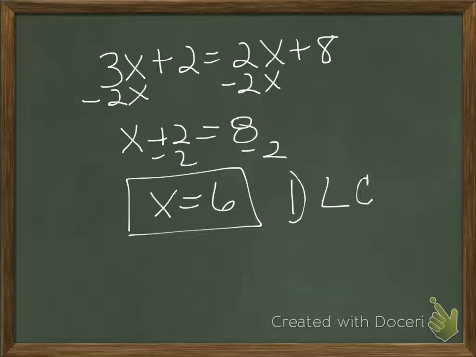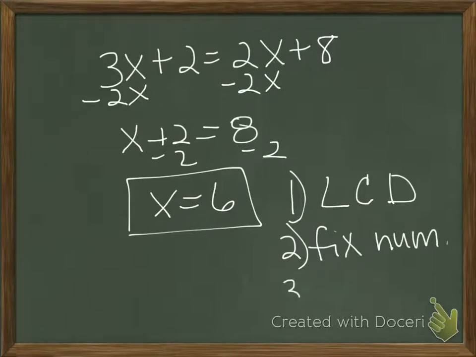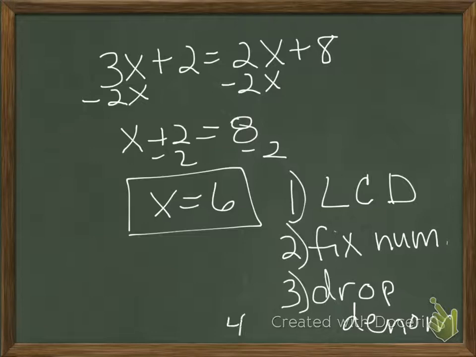Alright, so your steps were find the least common denominator first, fix your numerators, and then solve. Oh wait, no, we don't solve. The third step is to drop your denominator. And the fourth step would be to solve. Okay? So let's try another example.